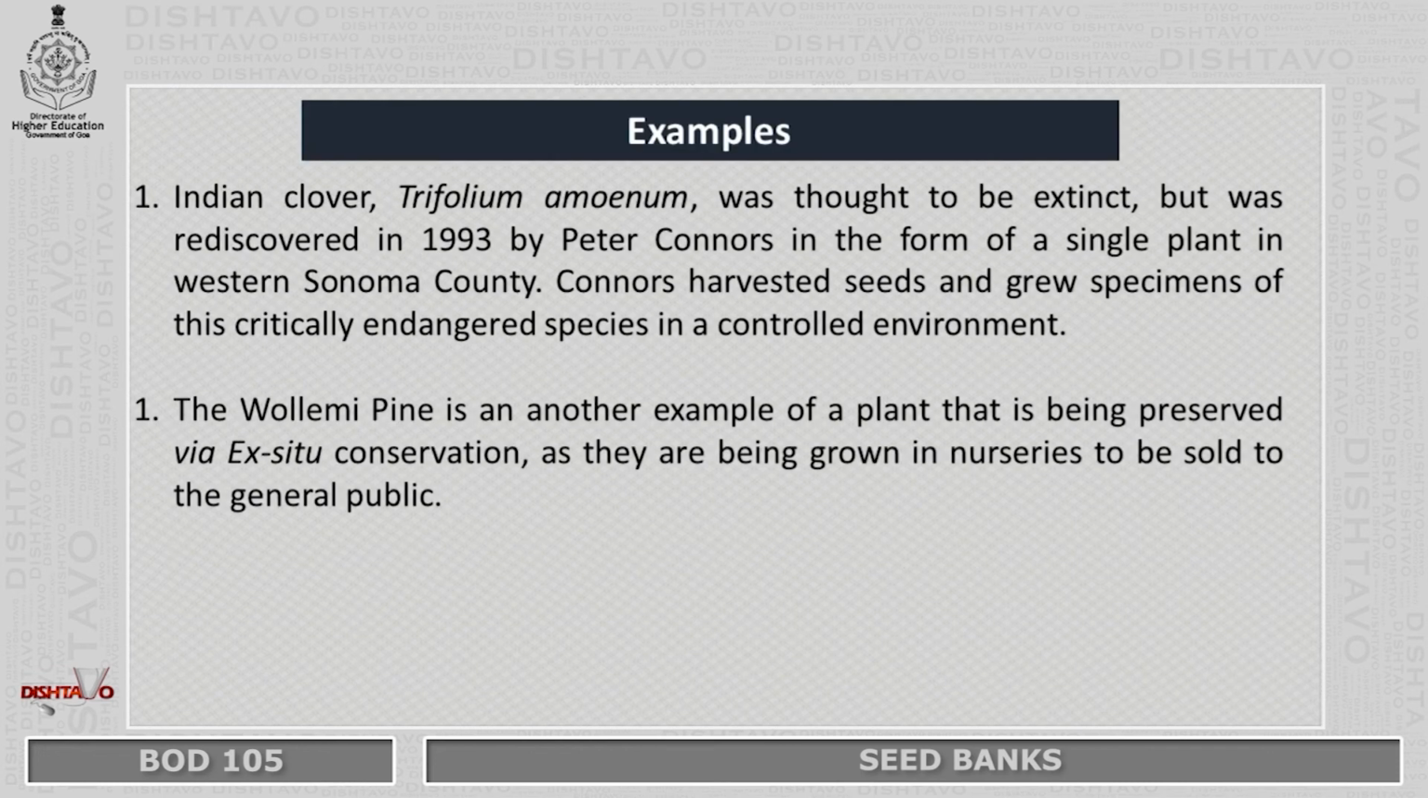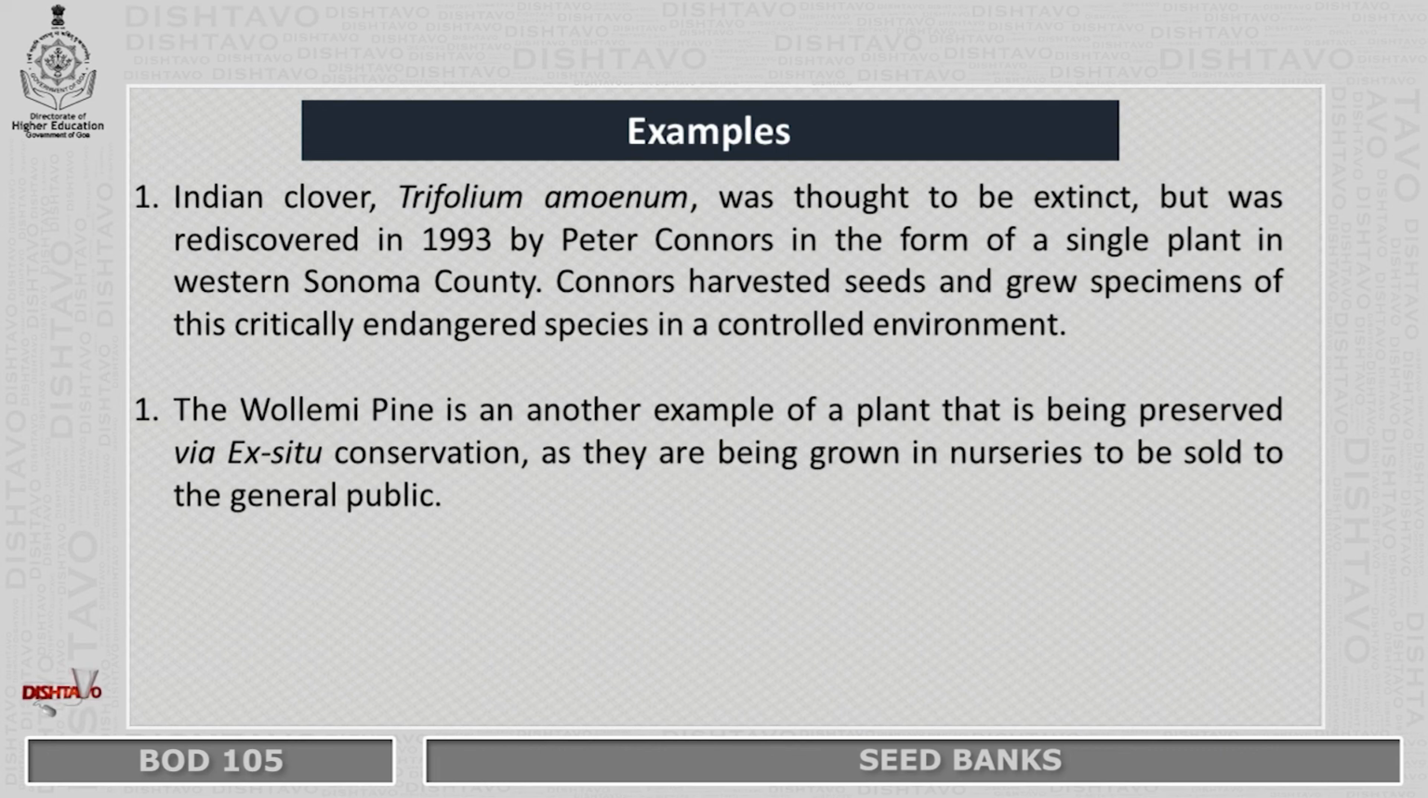Let us look at examples of seeds which are stored through the seed banks. One example is Indian clover, Trifolium amoenum, which was thought to be extinct initially, but in the year 1993 was rediscovered by Peter Connors in the form of a single plant existing in western Sonoma County. Peter Connors harvested these seeds and grew specimens of this critically endangered species in a controlled environment.